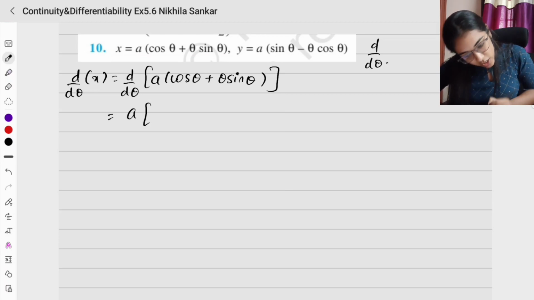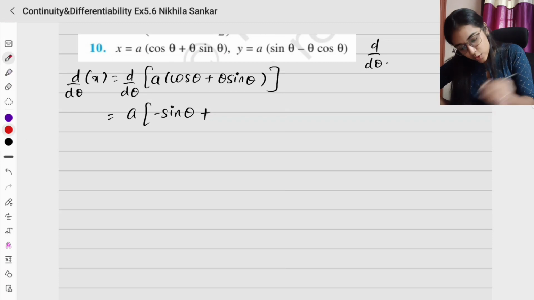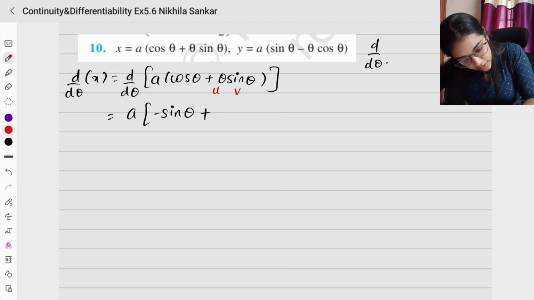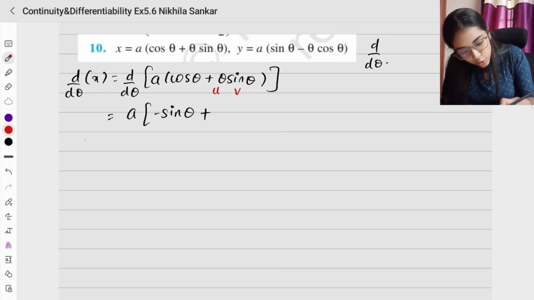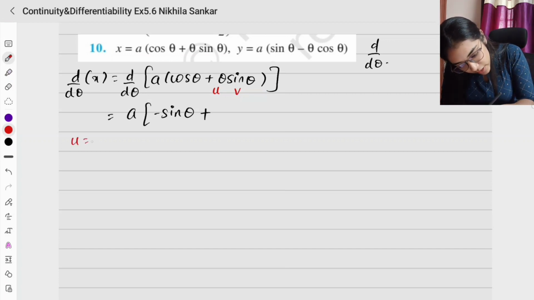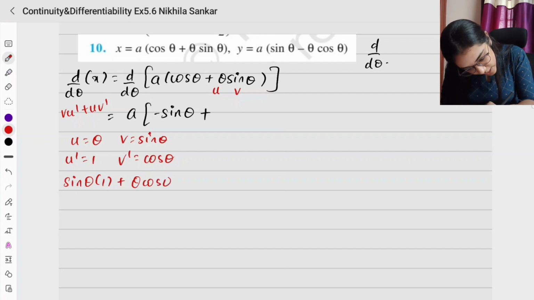So a times, cos theta derivative is minus sin theta plus, you have to note that this is the form of product uv. So I need to do vu dash and uv dash, correct? So we can do that. I'll have u equals theta, u dash is equal to 1, v equals sin theta, v dash is equal to cos theta. So I'll have vu dash plus uv dash, which is going to be sin theta into 1 plus uv dash, which is theta cos theta.